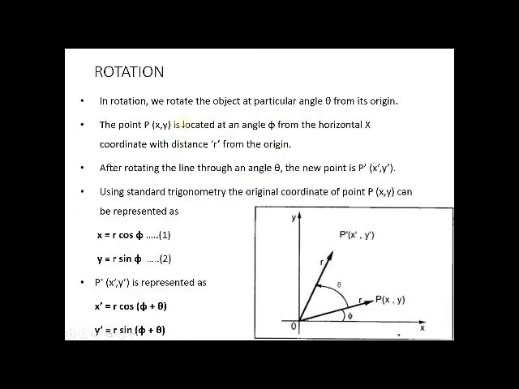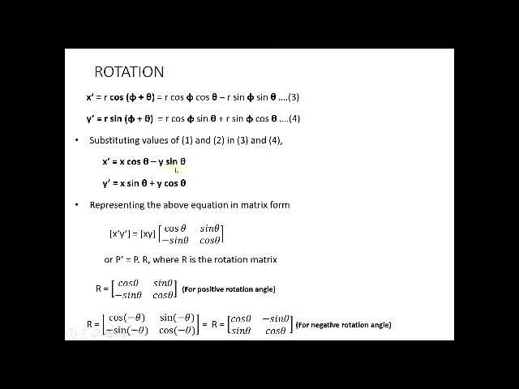Now we already know r cos phi is x and r sin phi is y. Substituting into the equations, so r cos phi is x, r sin phi is y. So we get x dash is x cos theta minus y sin theta, and y dash is x sin theta plus y cos theta. A simple substitution.